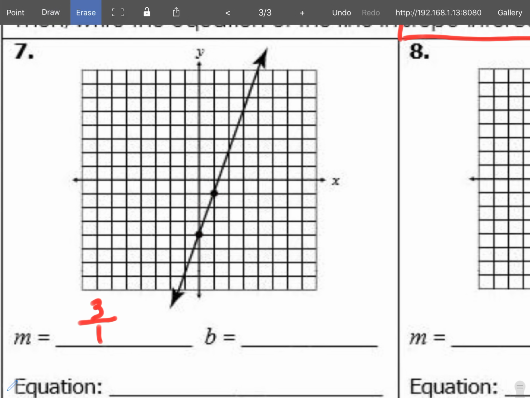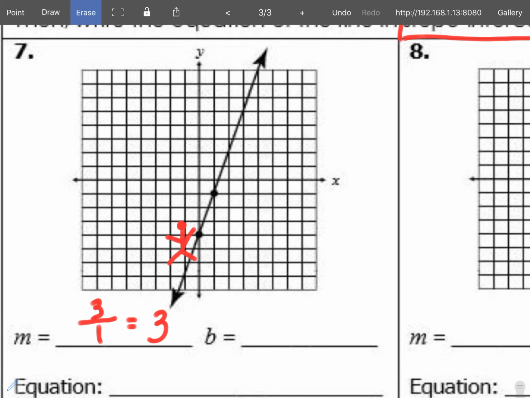Is this going to be a positive slope or a negative slope? Well, if I draw my little guy here, if this is you, are you walking up the hill or skateboarding down? You're walking up, right? So it's going to be a positive slope. So instead of writing 3 over 1, I'm just going to write 3. So my slope here is 3.